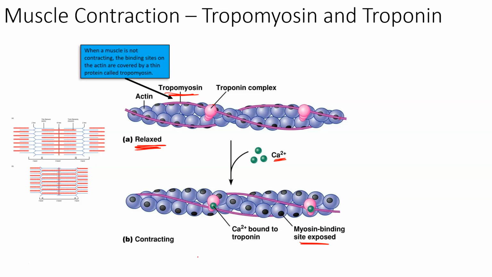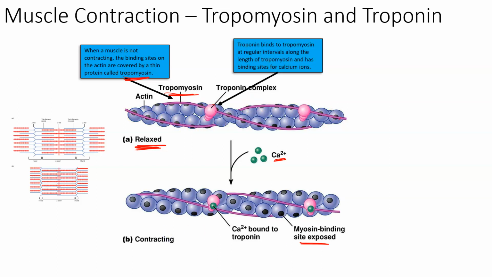When a muscle is not contracting, the binding sites on the actin are covered by a thin protein called tropomyosin. Okay, we've already established that. Tropomyosin sits here and blocks those myosin head binding sites so that myosin can't bind to the actin. Troponin is a protein complex that binds to the tropomyosin at regular intervals. It's here, and then here, and then here, and then here. The purpose of that is to contain binding sites for calcium ions.